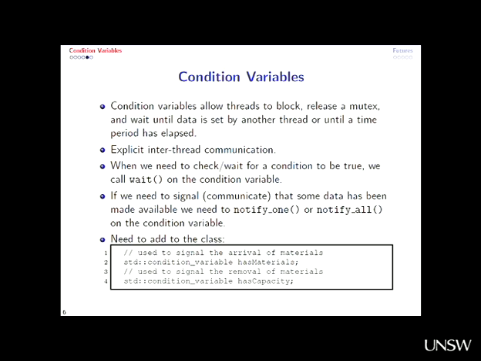Now, I just said right at the start that we hadn't looked at any sort of inter-thread communication. Well, this here is a form of inter-thread communication. How we use these condition variables is we create a standard condition variable down here. When we need to wait for a condition to be true, we call a function called wait on the condition variable object. And if we need to signal that some data has been made available, we call the functions notify one or notify all on the condition variable.